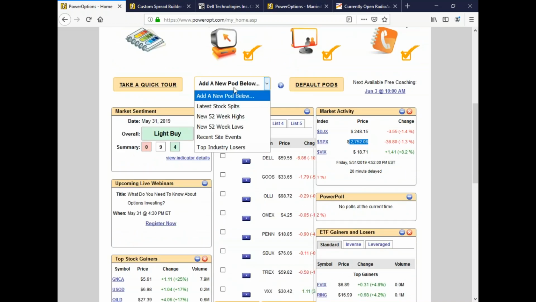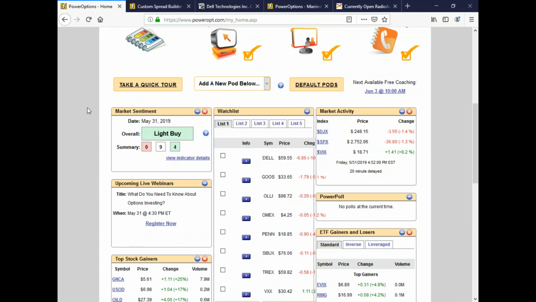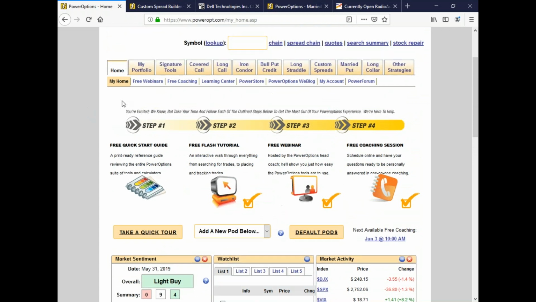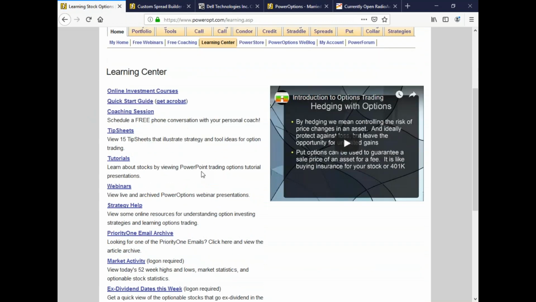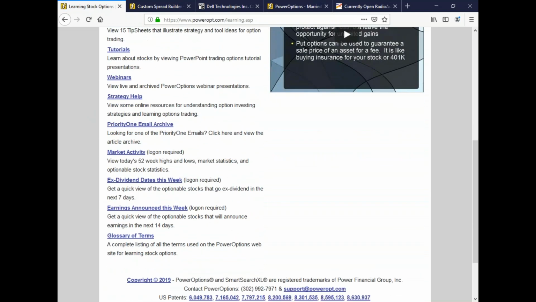One of the pods we show, or we did show, I'm sorry, maybe I already have it here, I just can't find it. Oh, no, it's in a different position. I'm sorry. Let's go to Learning Center. And I'm going to go to market activity.